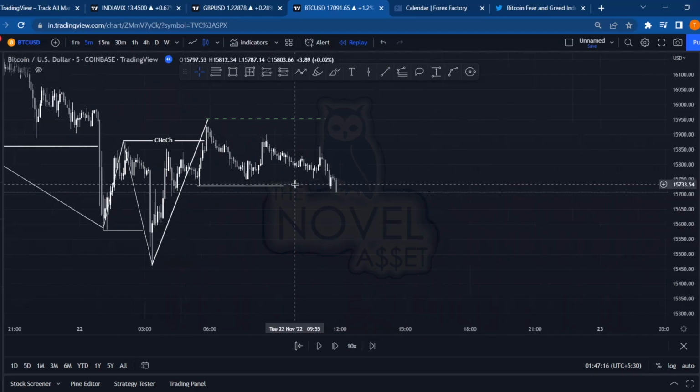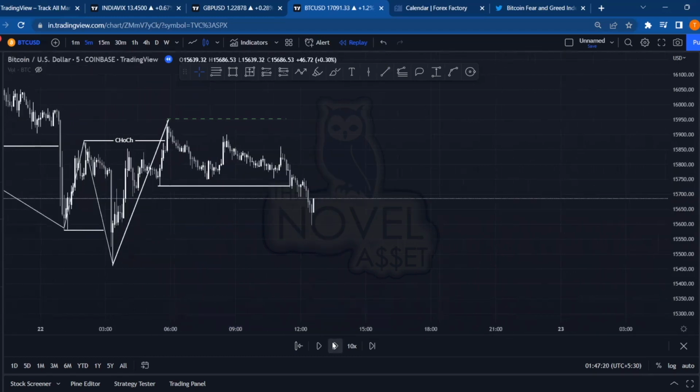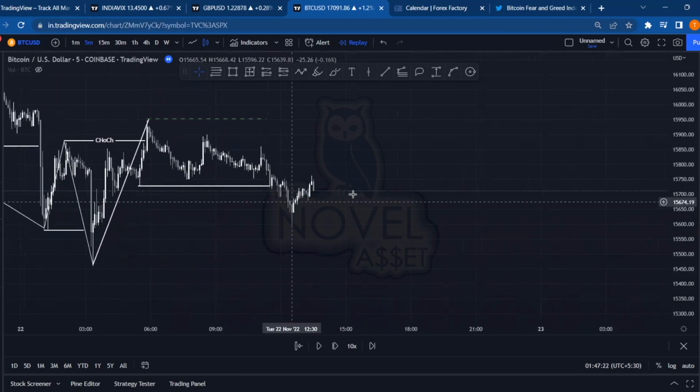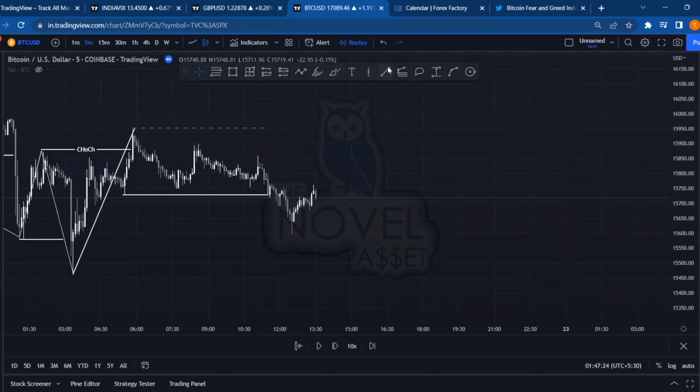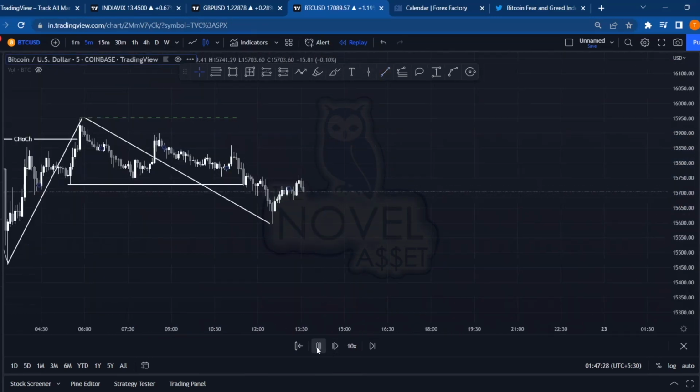Okay, so price has now made a new lower low. Okay, let's see. A new lower high is being formed. So how is the price going over here? Price has made a new lower low and a lower high is being formed after that. So let's see.